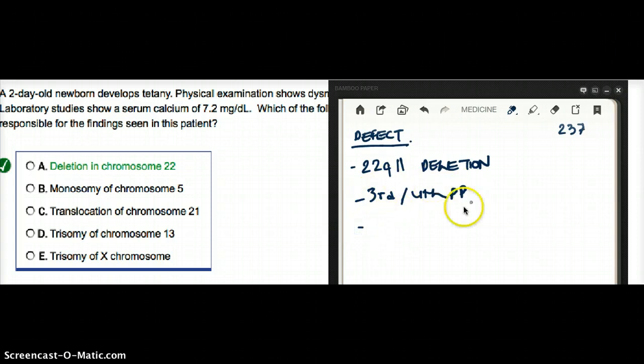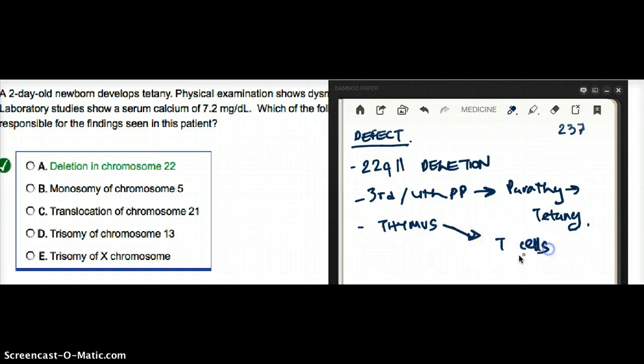The third and the fourth pharyngeal pouches also give rise to the parathyroid, and that's why with the lack of parathyroid, they're going to have tetany. Okay. Also, in the same region, the third and the fourth pharyngeal pouches also give rise to the thymus, and with no thymus, there are not going to be T cells. Our T cell maturation doesn't happen. When there is no T cell maturation, the patient is going to be more prone to viral and fungal infections, right? That's also going to happen.